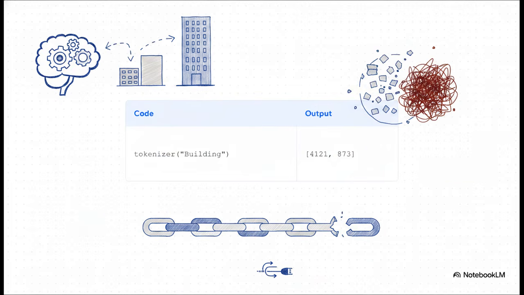It's super interesting to see this in actual code. If you take a standard tokenizer in Python and pass it the word building, the output is not just one word. It's an array of 2 integers, 4121 and 873. The tokenizer literally snapped the word into 2 semantic fragments, most likely build and ing. Now, this subword approach is incredibly efficient, but it leads to a massive, mostly hidden issue globally.